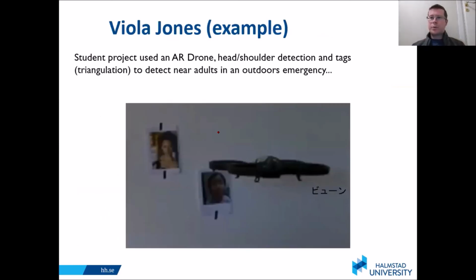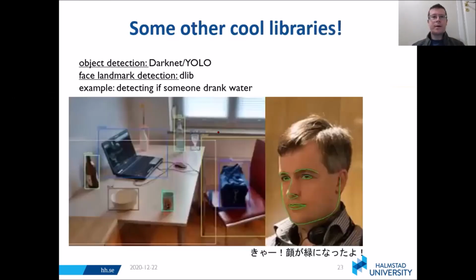As an example of Viola-Jones, one of my students in the past used it to try to detect people who could help you in an outdoors health emergency. If you need help, you can try to find close by adults. There are a lot of cool libraries out there for object detection, for example, Darknet YOLO. If you want to find facial landmarks, like where somebody's eyes and nose are, for example, if you're looking for drowsy drivers, you can use Dlib. And I've used these before for trying to detect if somebody drank some water or some liquid. I was using a thermal camera plus RGB thermal to determine if somebody touched something or if their lips were cold from drinking.